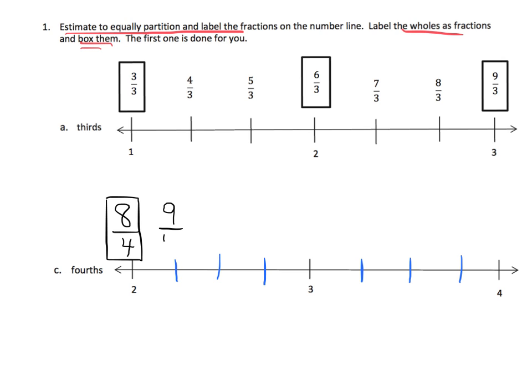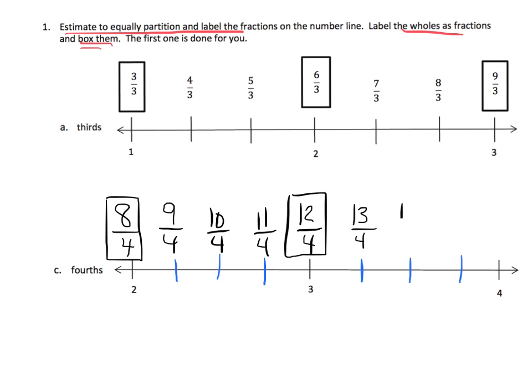Now we can label. So we've got 9 fourths, 10 fourths, 11 fourths. Here's 12 fourths, so we're going to label it, or box it. And sure enough, 12 divided by 4 is 3, so that's perfect. And then we can keep going. 13 fourths, 14 fourths, 15 fourths, and finally 16 fourths. And there is our whole number. And we can check it.